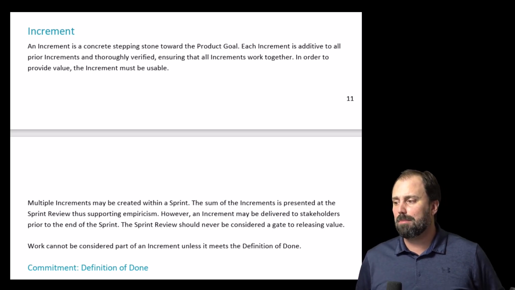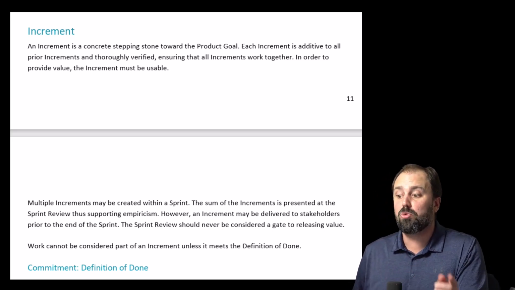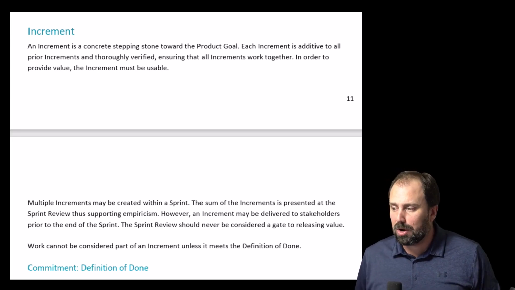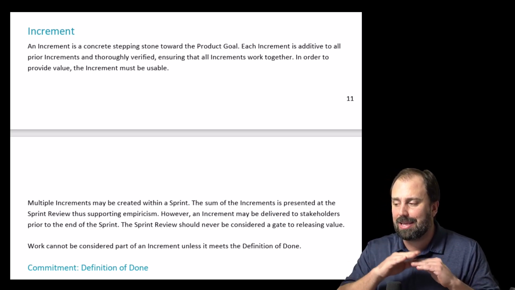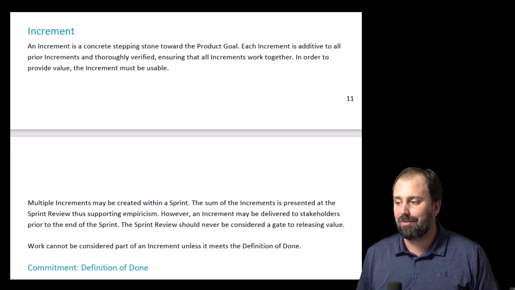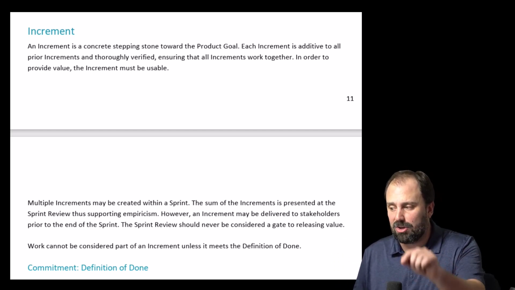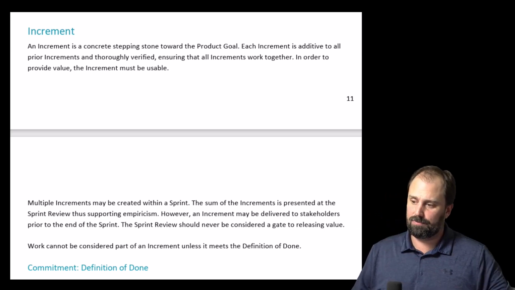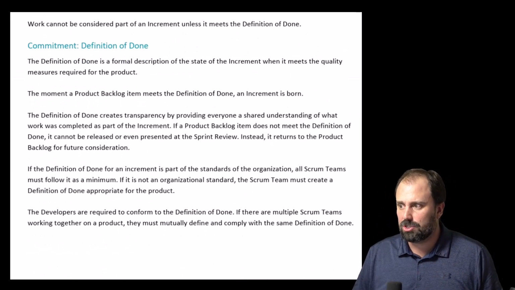However, an increment may be delivered to stakeholders prior to the end of the sprint. The sprint review should never be considered a gate to releasing value. Work cannot be considered part of an increment unless it meets the definition of done. Commitment: the definition of done.